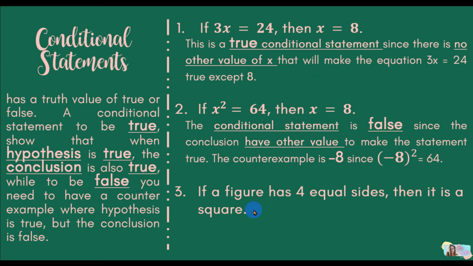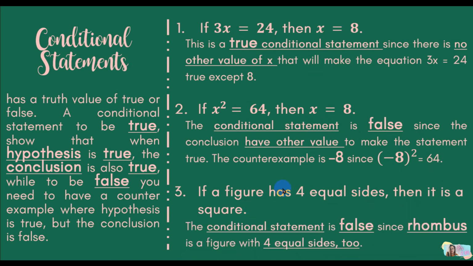Last example, if a figure has 4 equal sides, then it is a square. Ngayon, kayo tatanungin ko, square lang ba ang may 4 equal sides? Siyempre, meron pa tayong rhombus. So, ibig sabihin, number 3 is also a false conditional statement. Why? Because meron po tayong rhombus na meron ding 4 equal sides.